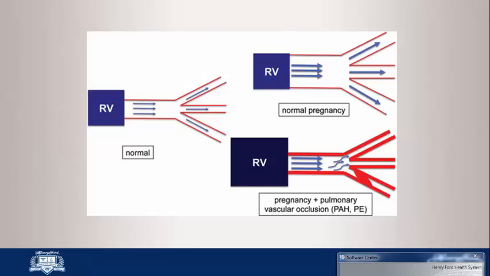This is just to illustrate what I was explaining. In a normal situation, you can accommodate the increase in plasma volume, as you can see compared to the non-pregnant state, because you are recruiting more units to accommodate that. If this is impaired, then the RV will be strained and you will be in RV failure.